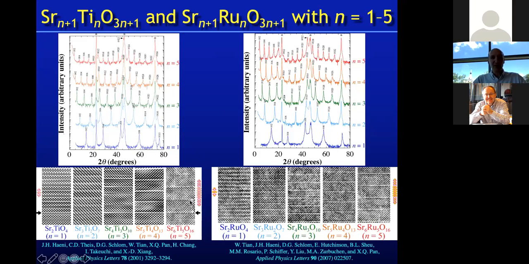There are some vertical running strontium oxide planes. I should point out that in bulk, only the first three members of the series have been made, because after that point, there's all sorts of intergrowths that happen.